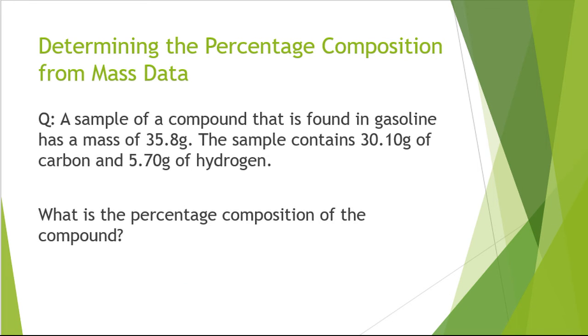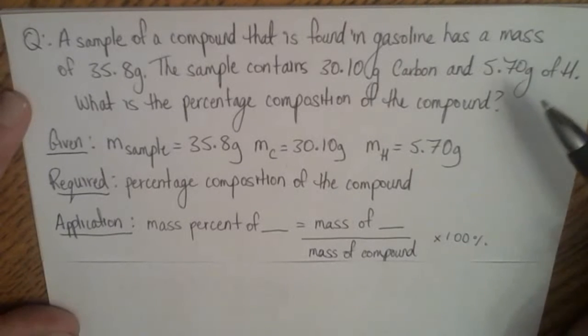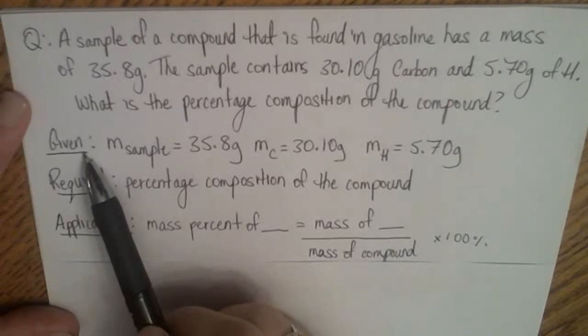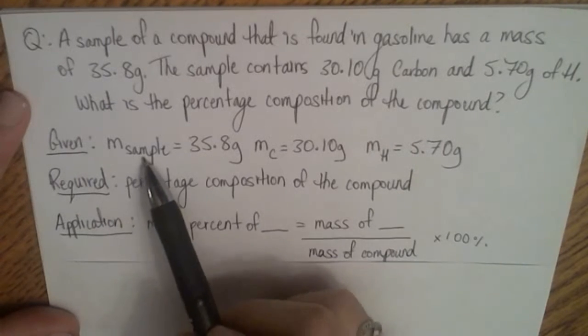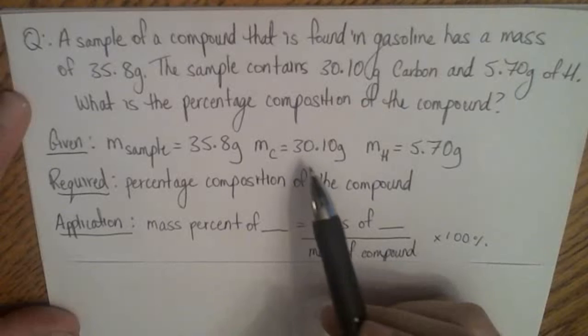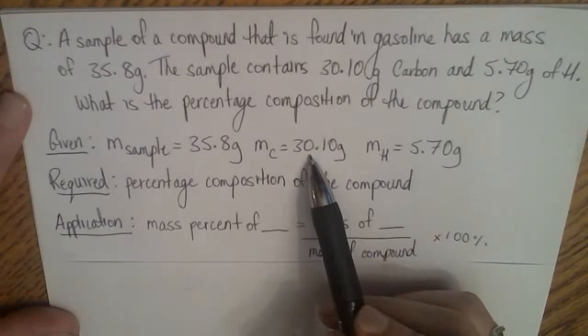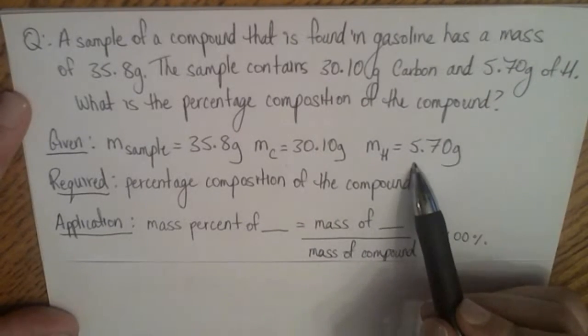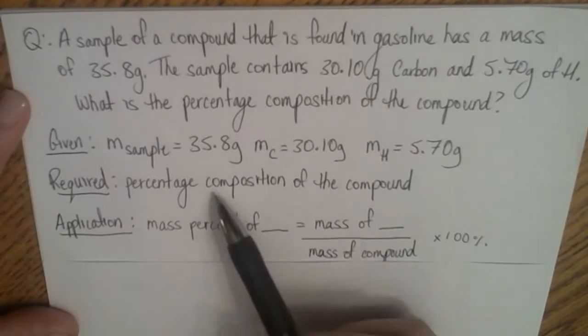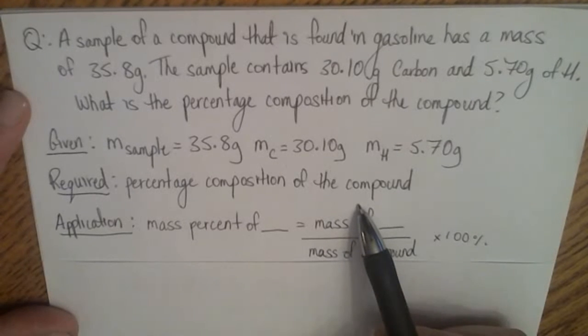Try the following question by using the mass percents of each element in the compound to determine the percentage composition of the entire compound. To solve this question, we first have to look at what we're given in the question. So we're given the mass of the sample as 35.8 grams. The mass of carbon in the sample is 30.10 grams, and the mass of hydrogen in the sample is 5.70 grams. Required of us is to find the percentage composition of that compound.